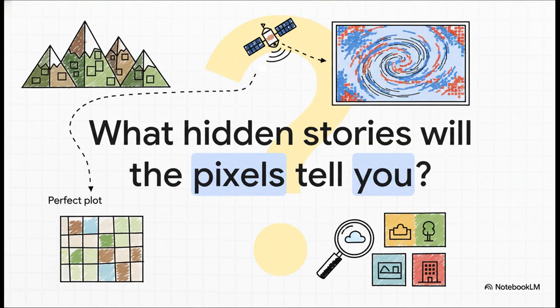So, there you have it. From seeing a mountain as a grid of squares to finding the perfect spot for a farm, raster data is this kind of hidden language that helps us understand and shape our world. The next time you pull up a weather map or look at a satellite photo, maybe look a little closer. Ask yourself, what stories are those tiny pixels really telling you?